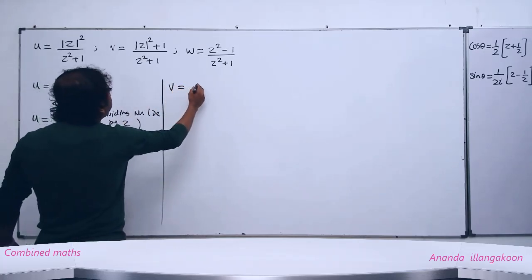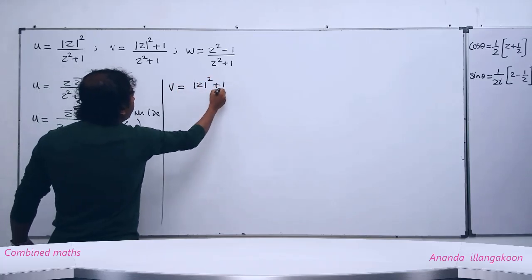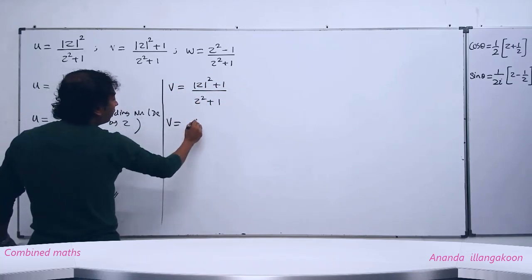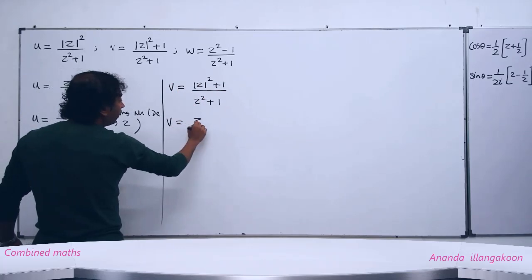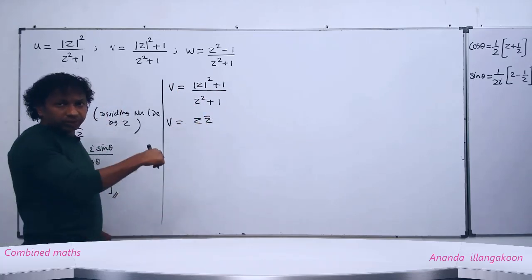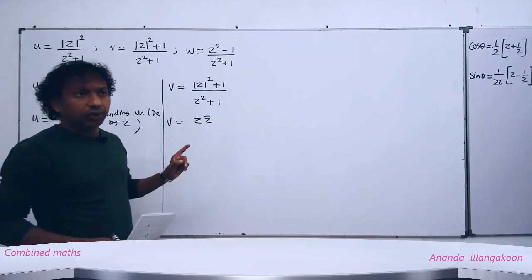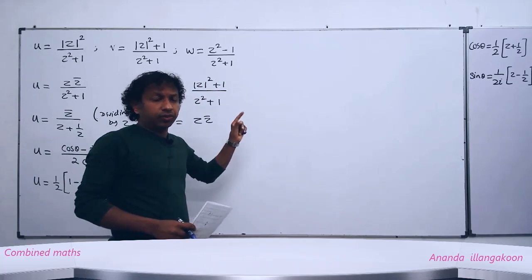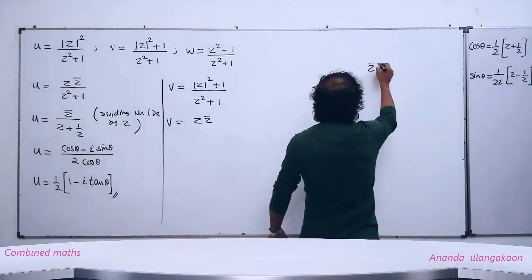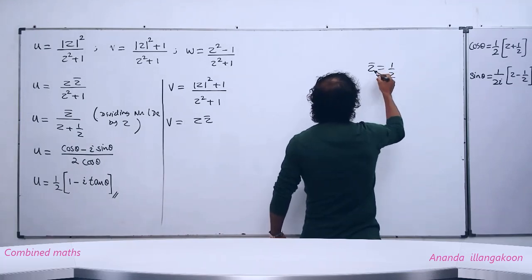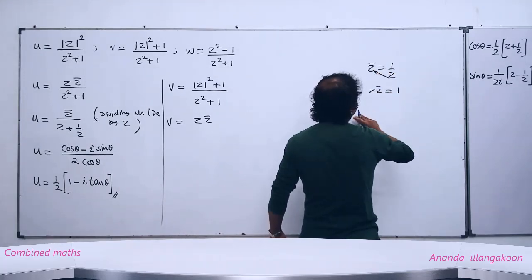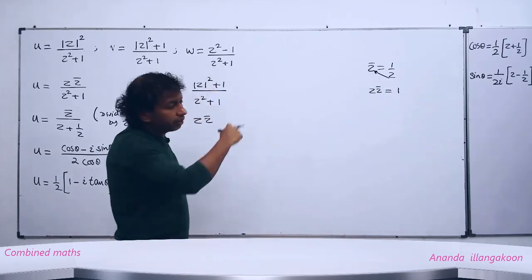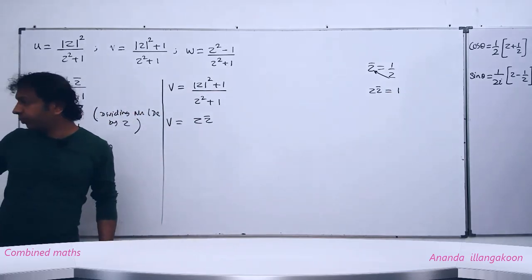V is |z|² + 1 divided by z² + 1. This |z|², people, we can write as z z̄. We proved it in the same question. How? That z̄ equals 1 upon z. Once you use the cross multiplication, we proved this, no? z̄ equals 1 upon z. This way, when you multiply, z z̄ equals 1. This 1 is nothing but the modulus of the given complex number. So therefore, that is included in the proof. Okay.